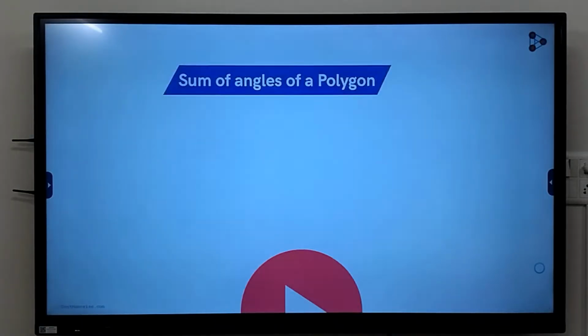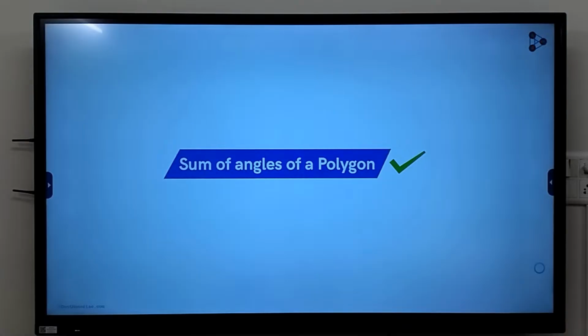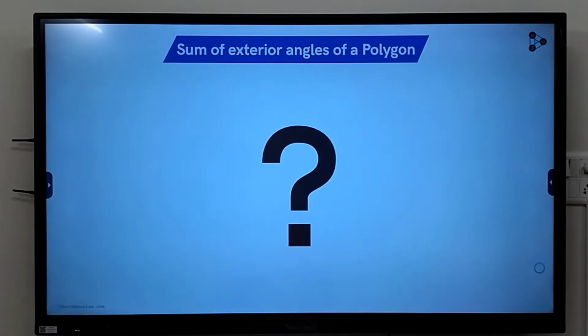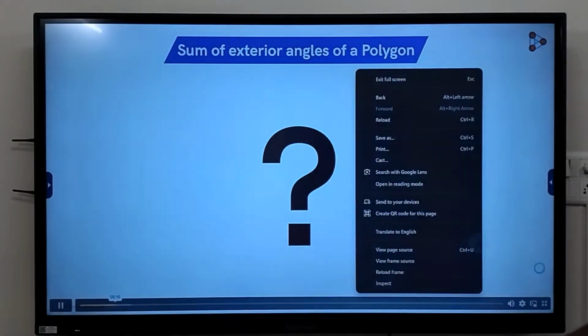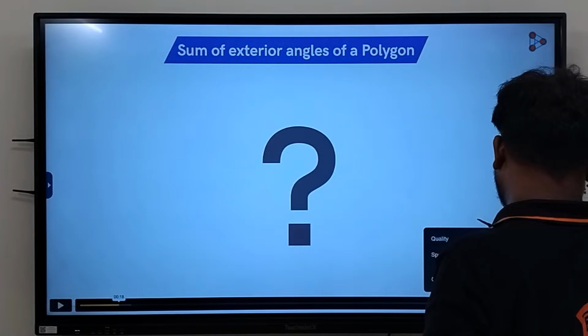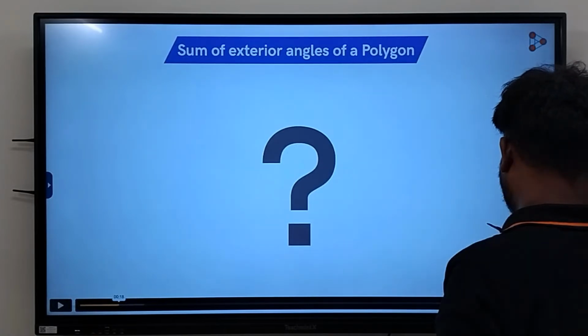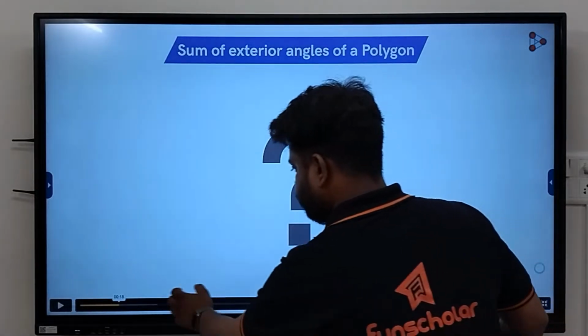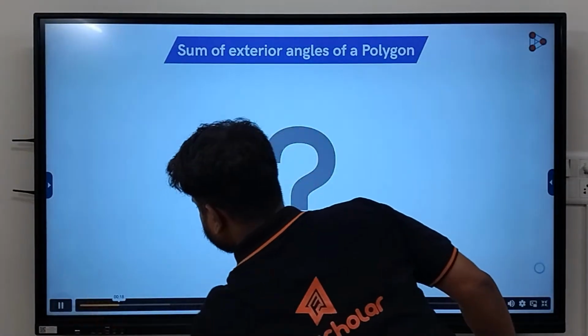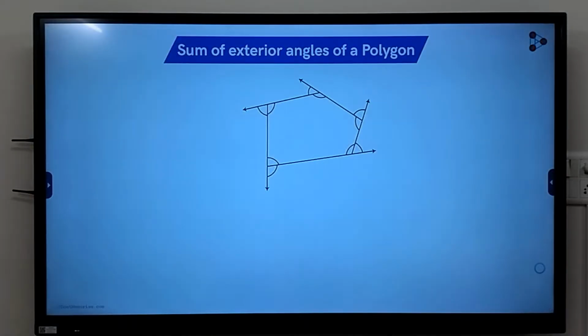So far, we've understood how to find the sum of angles of a polygon. Now, how do we find the sum of exterior angles of a polygon? Let's understand this with the help of this pentagon. Here, A, B, C, D and E are the angles of the pentagon, while V, W, X, Y and Z are the exterior angles. We need to find the sum of these exterior angles. So, let's begin.